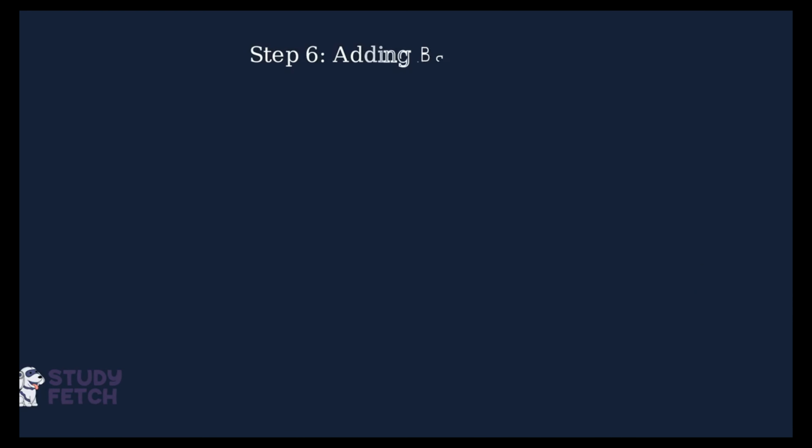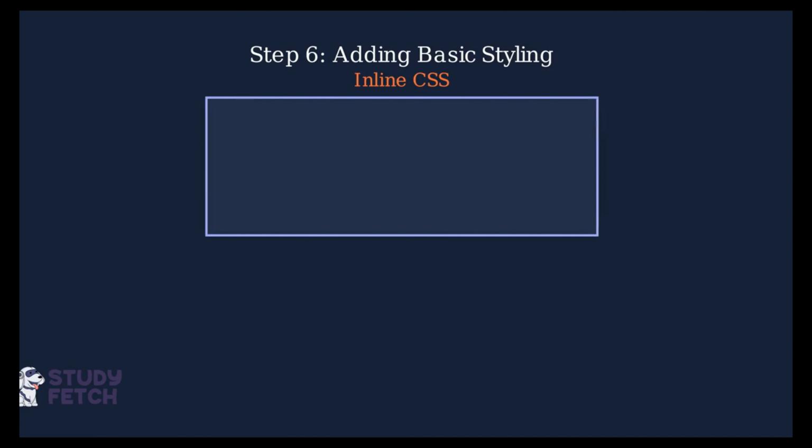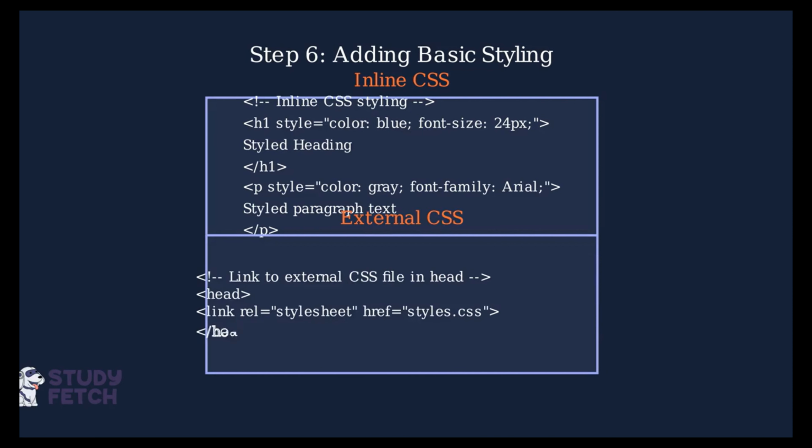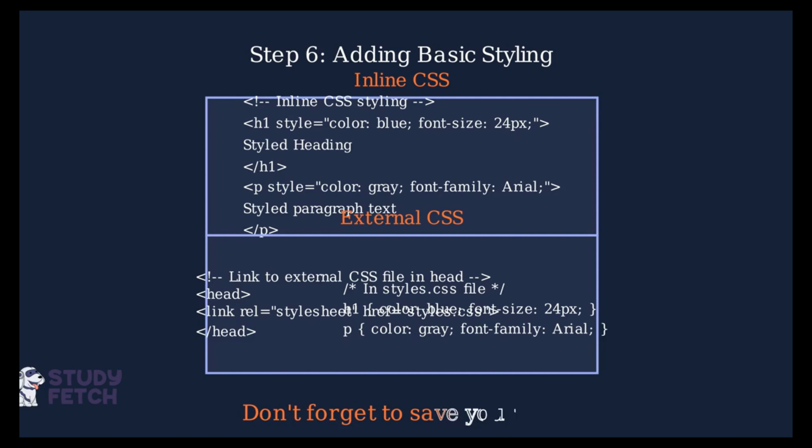You can add basic styling to your HTML elements using CSS. There are two common approaches: inline CSS for styling individual elements, or linking to an external style sheet for more organized styling. Remember to save your file when you're finished. You've now created a basic HTML website.